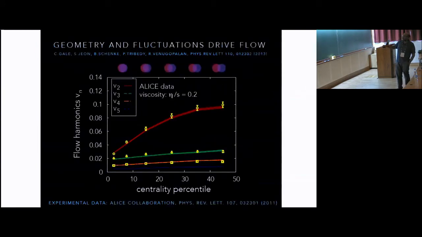You can also do this as a function of centrality of the collision. So these are very peripheral collisions where the nuclei basically barely overlap with each other, to very central collisions. And again, you see very good agreement with the data.